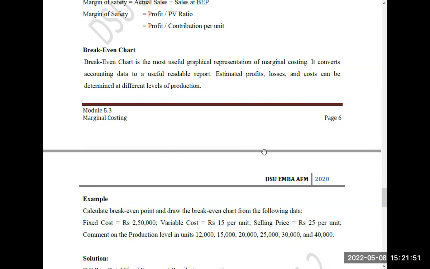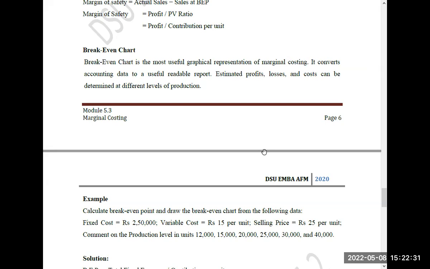Break-even point in units is equal to 2,50,000 divided by rupees 10, which is 25,000 units. Next, break-even point in rupees, or break-even point in value, is equal to? What is the equation? Fixed cost total divided by PV ratio.